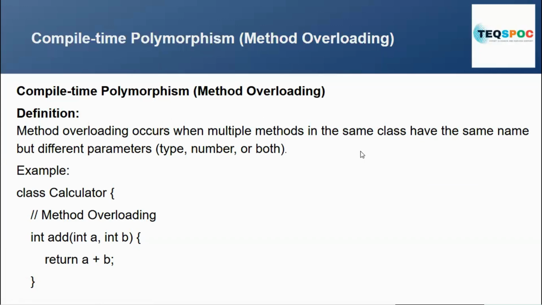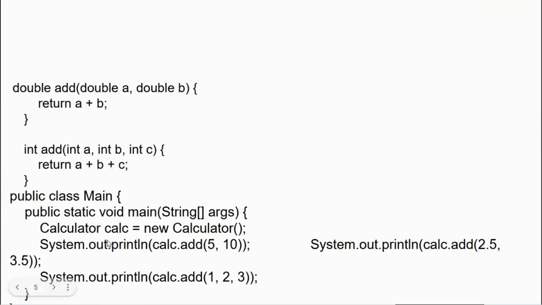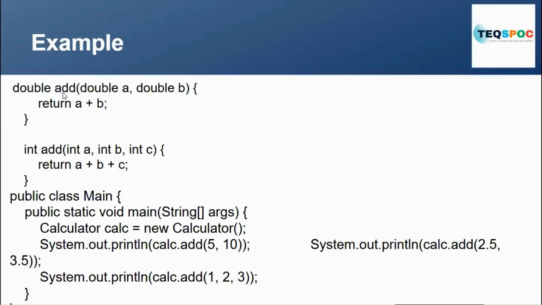So what is method overloading? In previous classes we have seen constructor overloading and method overloading also. Method overloading occurs when multiple methods in the same class have the same name, and only the passing parameters are different. For example, if there is a class Calculator, you have created a method int add with two parameters, int a, int b. Similarly, we have one more add method, double add.